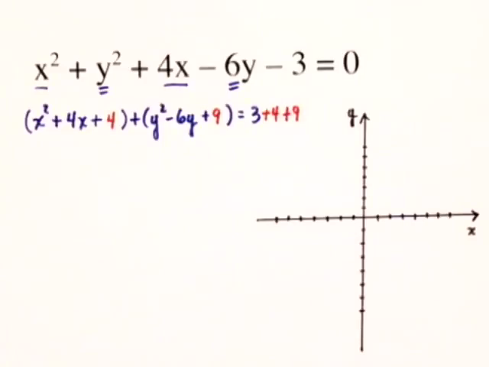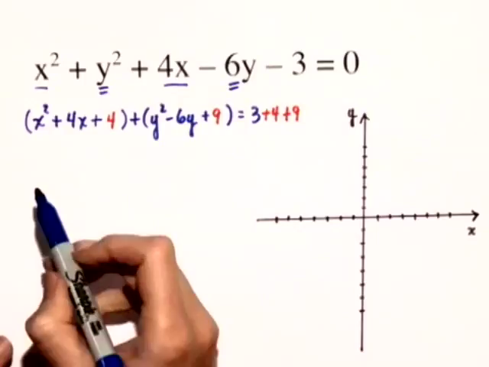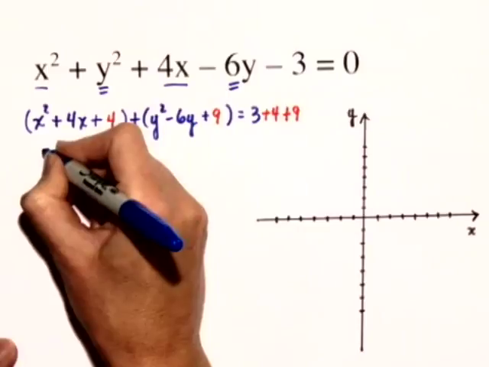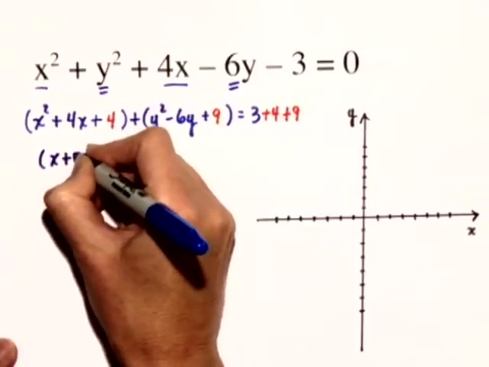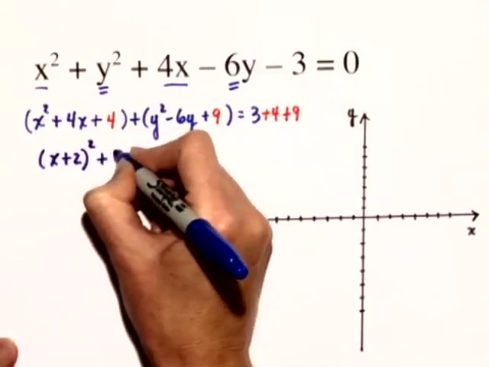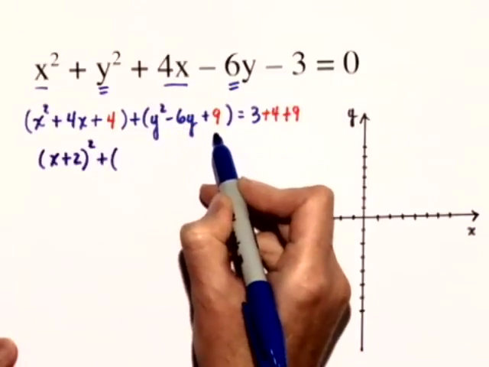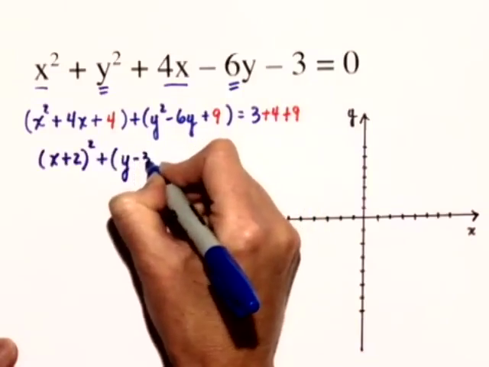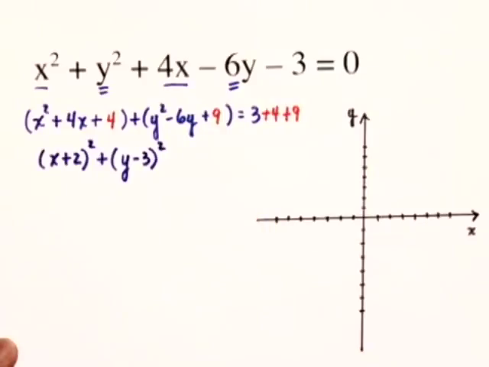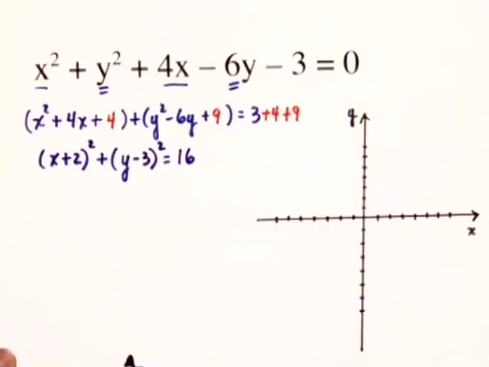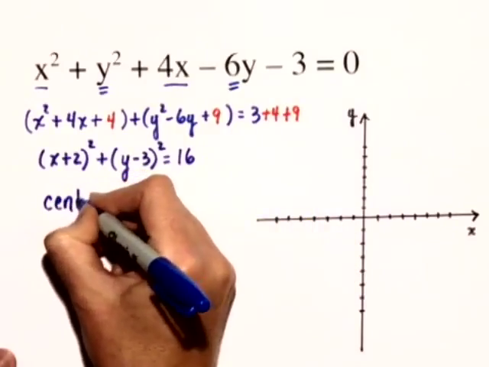Now we're ready to write this so that it's in standard form. If I look at x squared plus 4x plus 4, that's a perfect square trinomial, and I can write it as x plus 2 quantity squared. As far as the y goes, y squared minus 6y plus 9, again is a perfect square trinomial. I can write that as y minus 3 quantity squared. And on the right-hand side, I have a total of 16. Now it's in the standard form of a circle, and I can pick out my center.